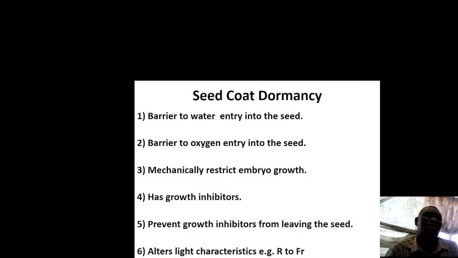We have got seed coat dormancy. What it does are those 6 things. It can be a barrier to water entry into the seed. It can prevent oxygen, or it can just restrict embryo growth. It may contain growth inhibitors, or it may prevent growth inhibitors from leaving the seed, or it can alter the red light and far red light ratios.